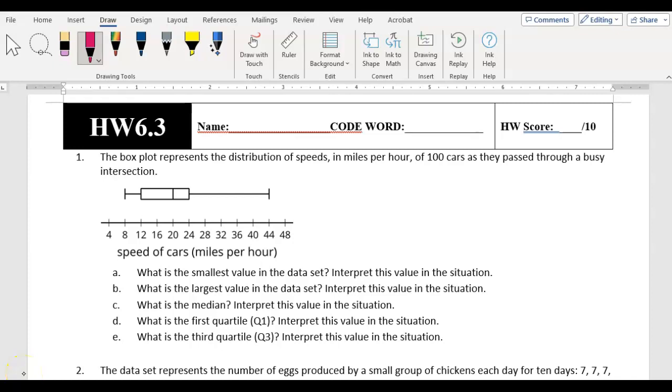Hey everyone, welcome to Homework 6.3. Today we looked at distribution and different types of data representations.